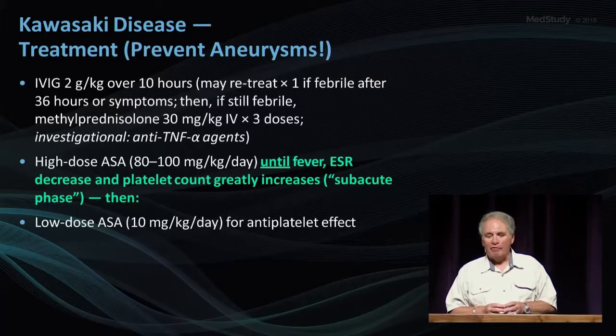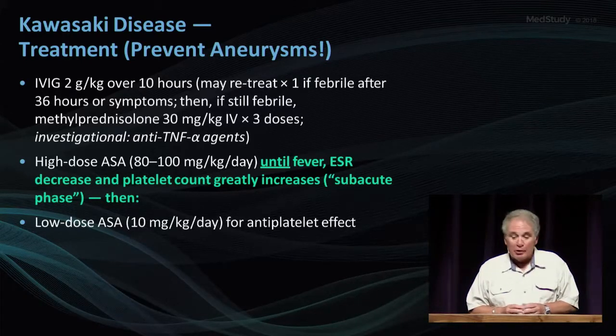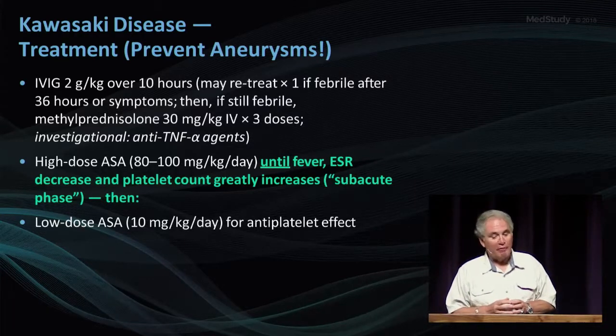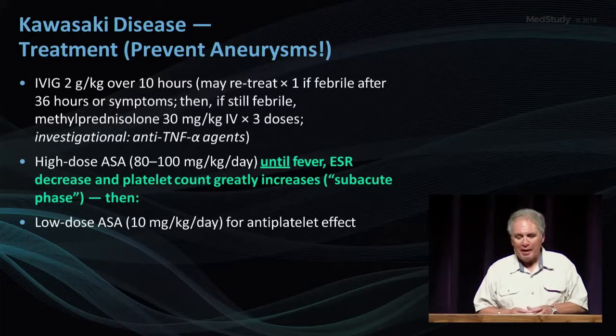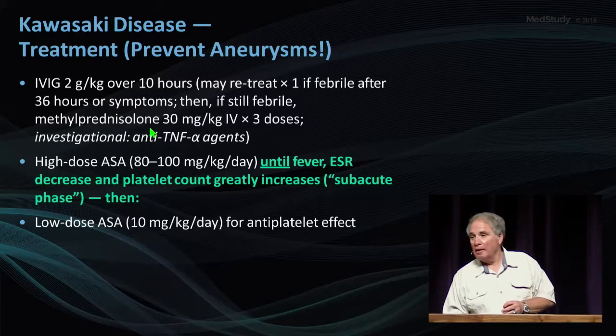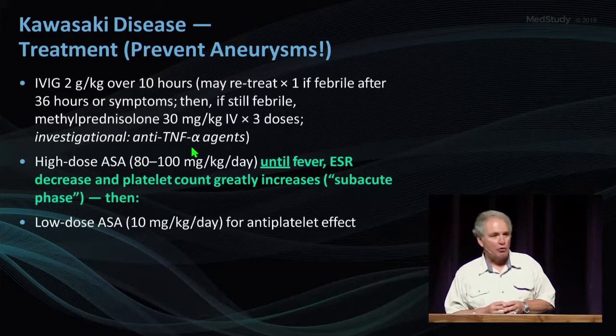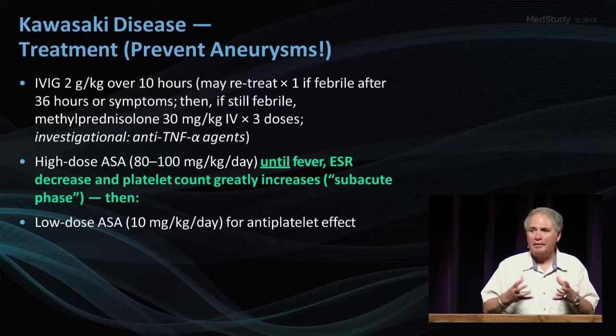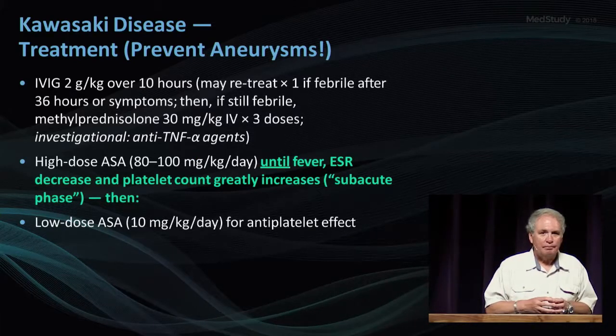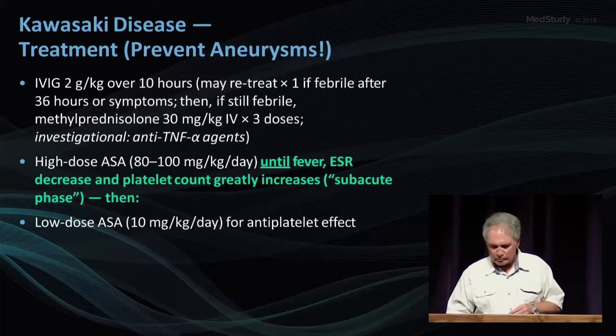So the treatment, the way we prevent aneurysms in today's world, is intravenous immunoglobulin, 2 grams per kilo over 10 hours or so. May retreat once if there's fever that recurs 36 hours later. And if the child still remains febrile and symptomatic, people are now using methylprednisolone as a next course of therapy. And just be aware of the fact that there are investigational studies looking at the use of anti-TNF-alpha agents in the treatment of Kawasaki's disease, but not yet something that we would jump to or recommend immediately.